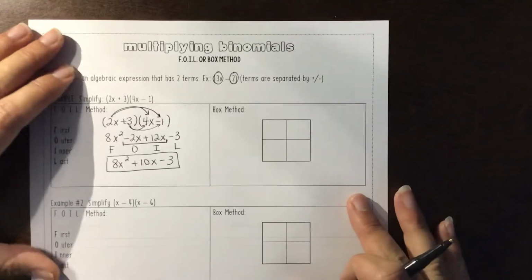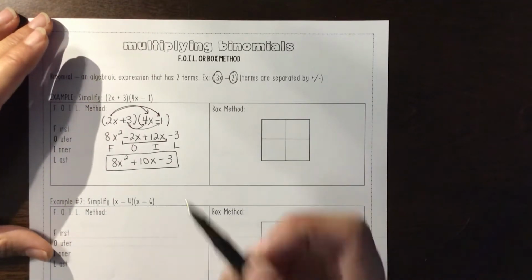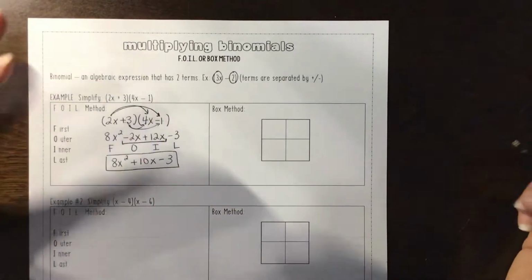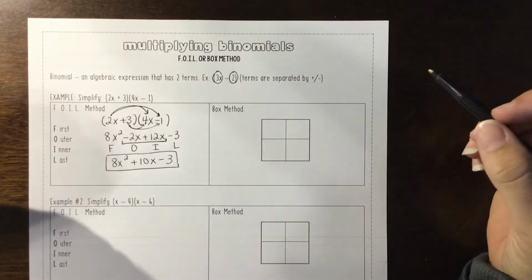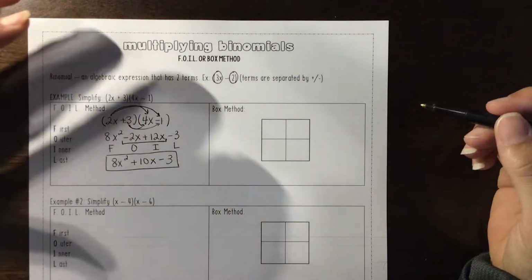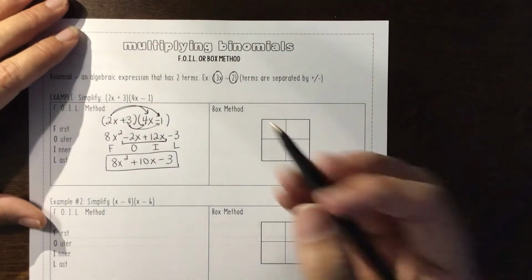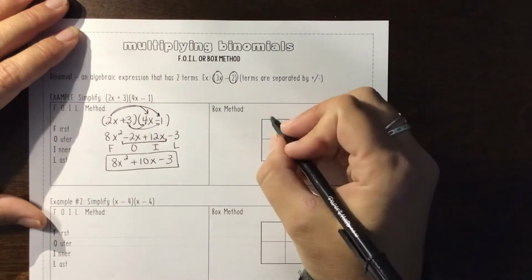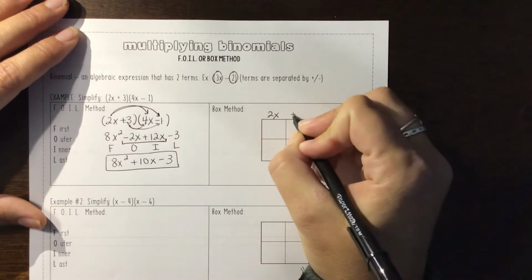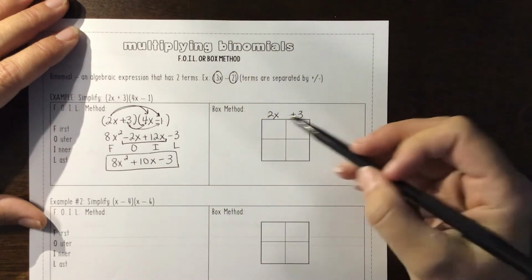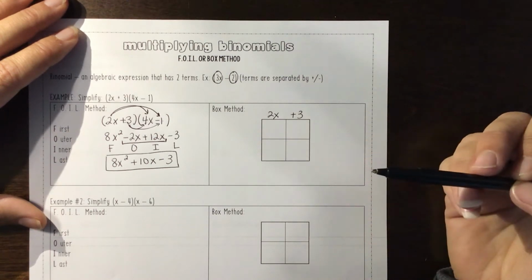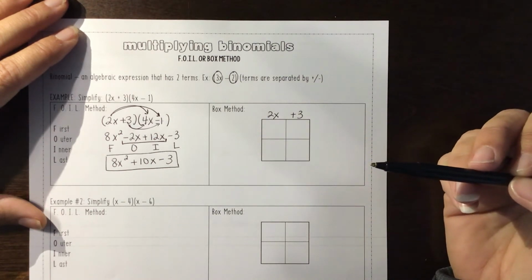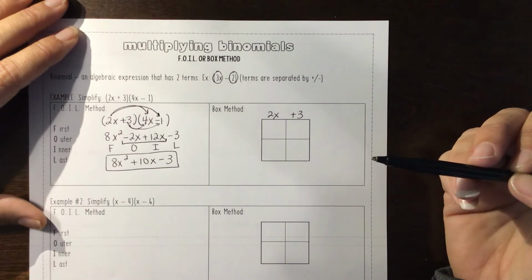All right, box method. It's the exact same thing. We're still multiplying the same thing, still multiplying each term. It's just set up a little bit differently. So I'm going to take the first, 2x plus 3, and put that across the top. Now, it does not matter which binomial you put on the top and which you put on the side, because remember that multiplication is commutative, meaning the order of multiplying doesn't matter.